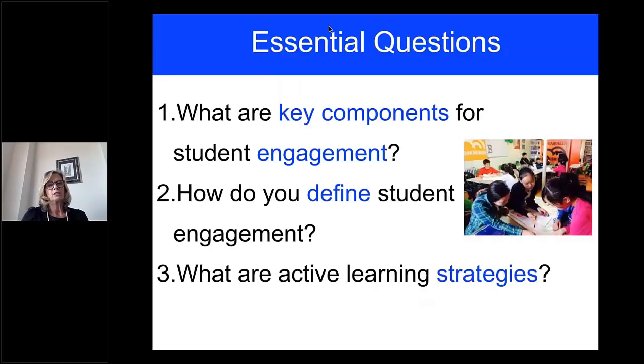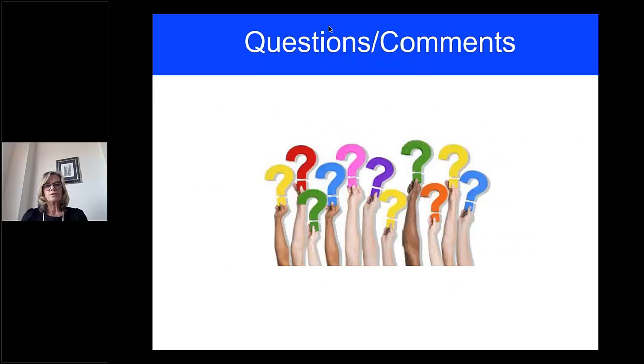So the key essential questions for today are: what are the components for student engagement? How do you personally define student engagement? And what are active learning strategies? I would like to stress the power and importance of planning for Tier 1 instruction to engage student engagement. Tier 1 is universal for all learners. It is what we're supposed to be doing in every single classroom so that students are actively learning within that classroom structure.